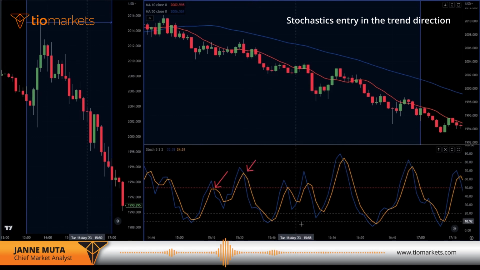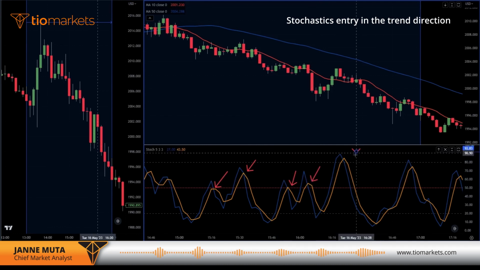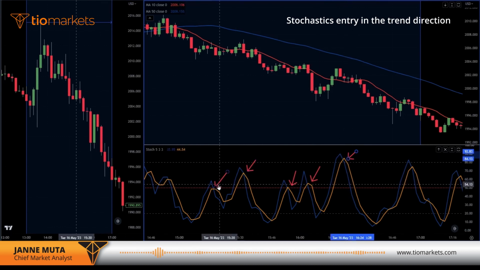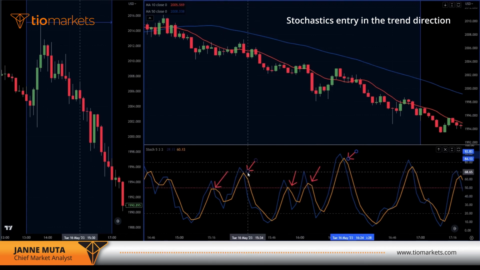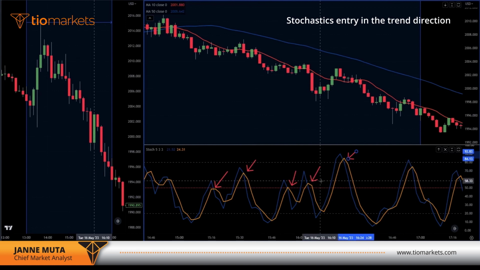We get quite a few of these signals, so it's up to you whether you want to use all of them, whether you want to scale into your positions or just take one of the signals and then be happy with it. One option is to add 1/5 at a time, so you add 20% of your position here. And then when you have the next signal at a lower level, then you add another 20% and so forth, so on and so forth.